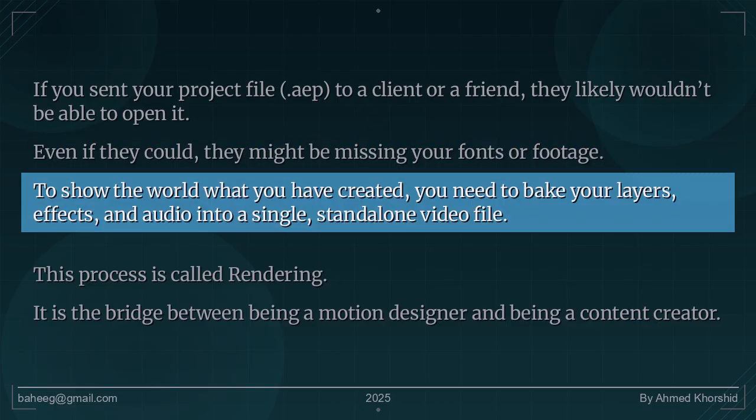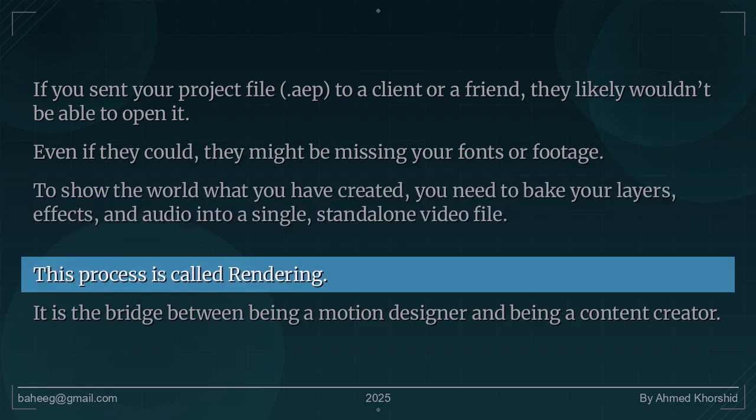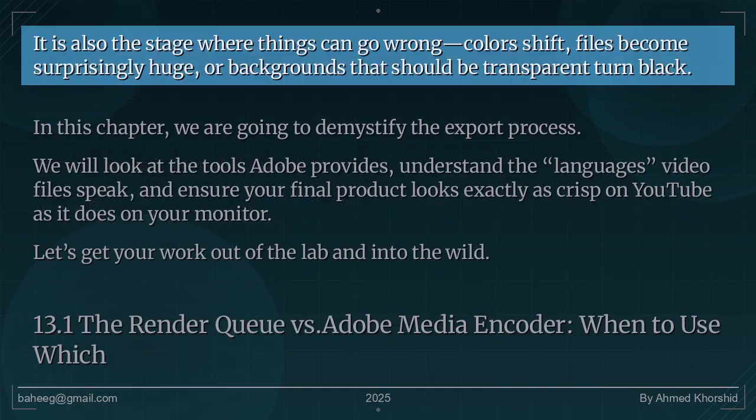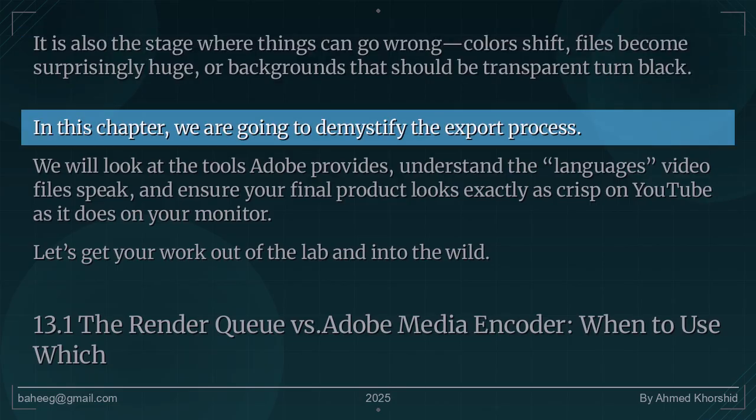To show the world what you have created, you need to bake your layers, effects, and audio into a single, standalone video file. This process is called rendering. It is the bridge between being a motion designer and being a content creator. It is also the stage where things can go wrong: colors shift, files become surprisingly huge, or backgrounds that should be transparent turn black. In this chapter, we are going to demystify the export process.